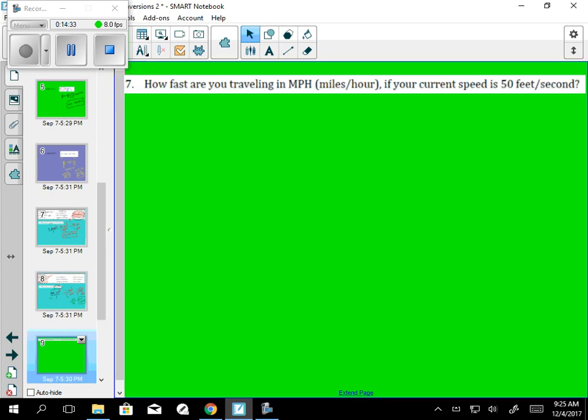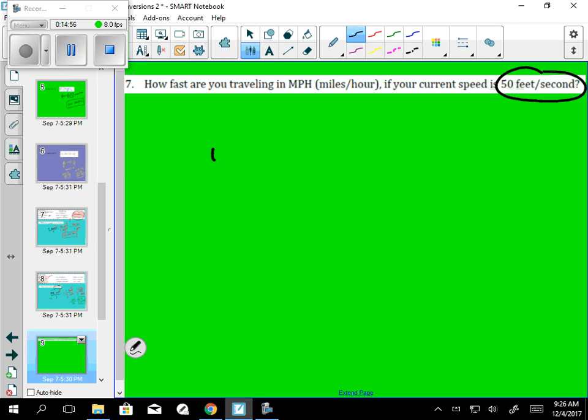All right, next one. This is now a rate. How fast are you traveling in miles per hour if your current speed is 50 feet per second? 50 feet per second is probably not something most of you can just think about how fast that is, but a lot of you have a judgment of miles per hour from maybe taking driver's classes. So let's see if we can do this conversion. Start again with what you know.